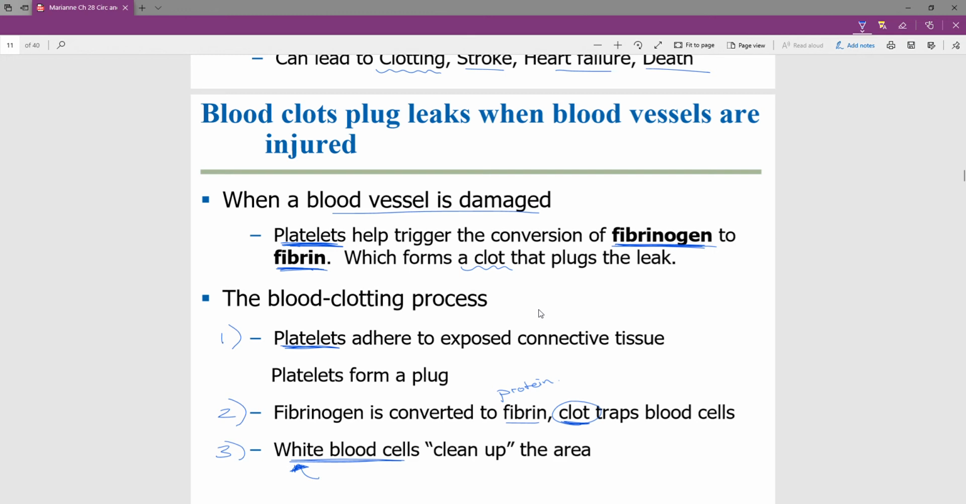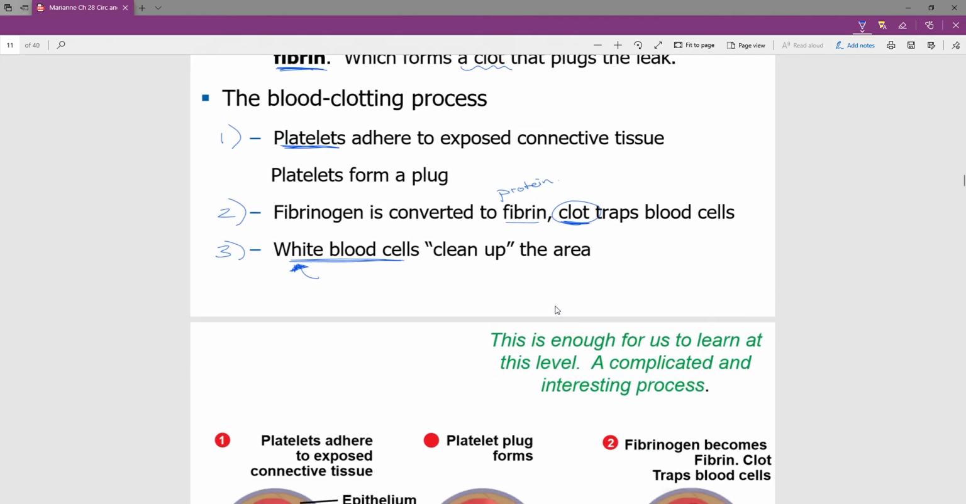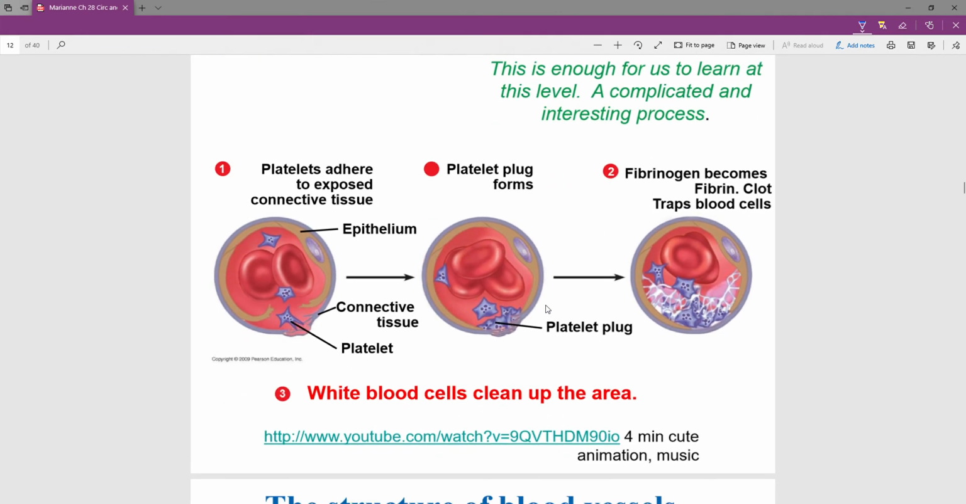They're called phagocytes, and the white blood cells do come in to clean up the area after the healing has happened. So this is enough for us to learn at this level. It's definitely a complicated and interesting process. Like I said, the video is cute to watch.